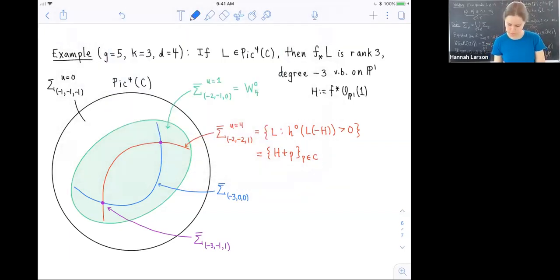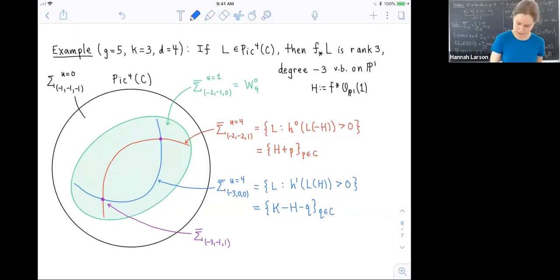Now, similarly, in blue, we have something which is expected codimension 4. And the splitting type minus 3, 0, 0 is determined by the condition that actually if I twist up by 1 on P1, I still have non-zero H1. And so writing that on my curve, that's the line bundles where the twist up by H has non-zero H1. And then by Serre duality, this is the line bundles of the form K minus H minus Q for Q a point on my curve.